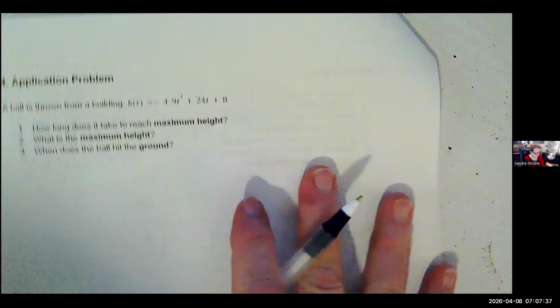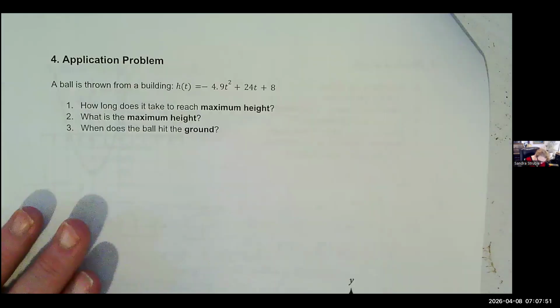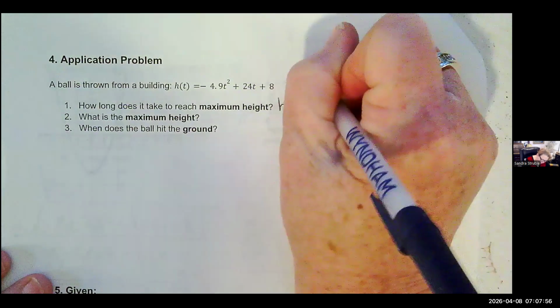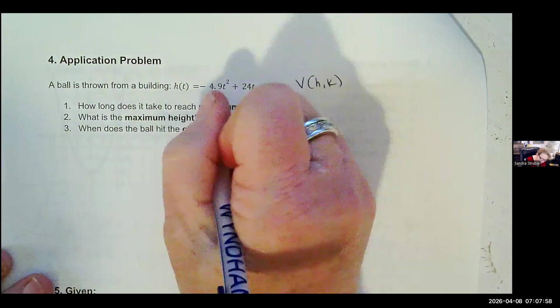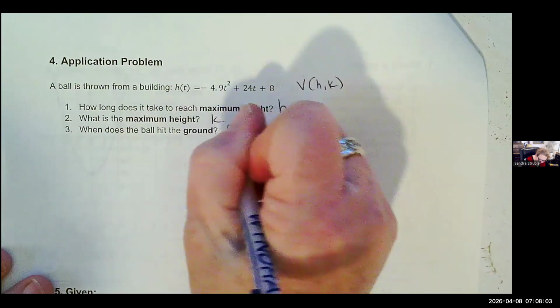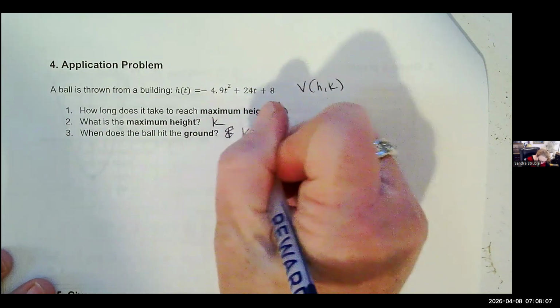Application. Oh, the ball. Okay. The ball is thrown from a building. h of t equals a quadratic. How long does it take for the ball to reach max height? That is your h from your vertex. What is the max height is your k from your vertex. And when does the ball hit the ground is when h of t equals 0.